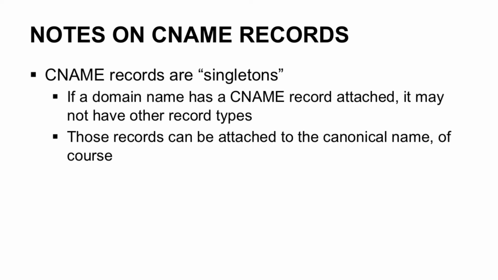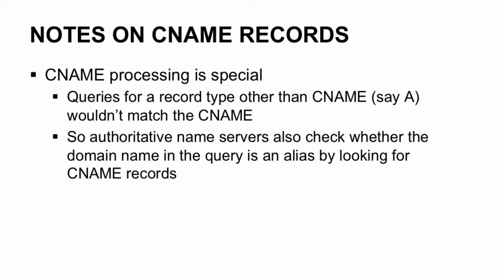CNAME records are singleton records. If a domain name has a CNAME record attached to it, it may not have any other records attached. That makes sense when you think about it, since by saying that a given domain name is an alias for another, the CNAME record is also saying that all those other records should be attached to the canonical name, not the alias.